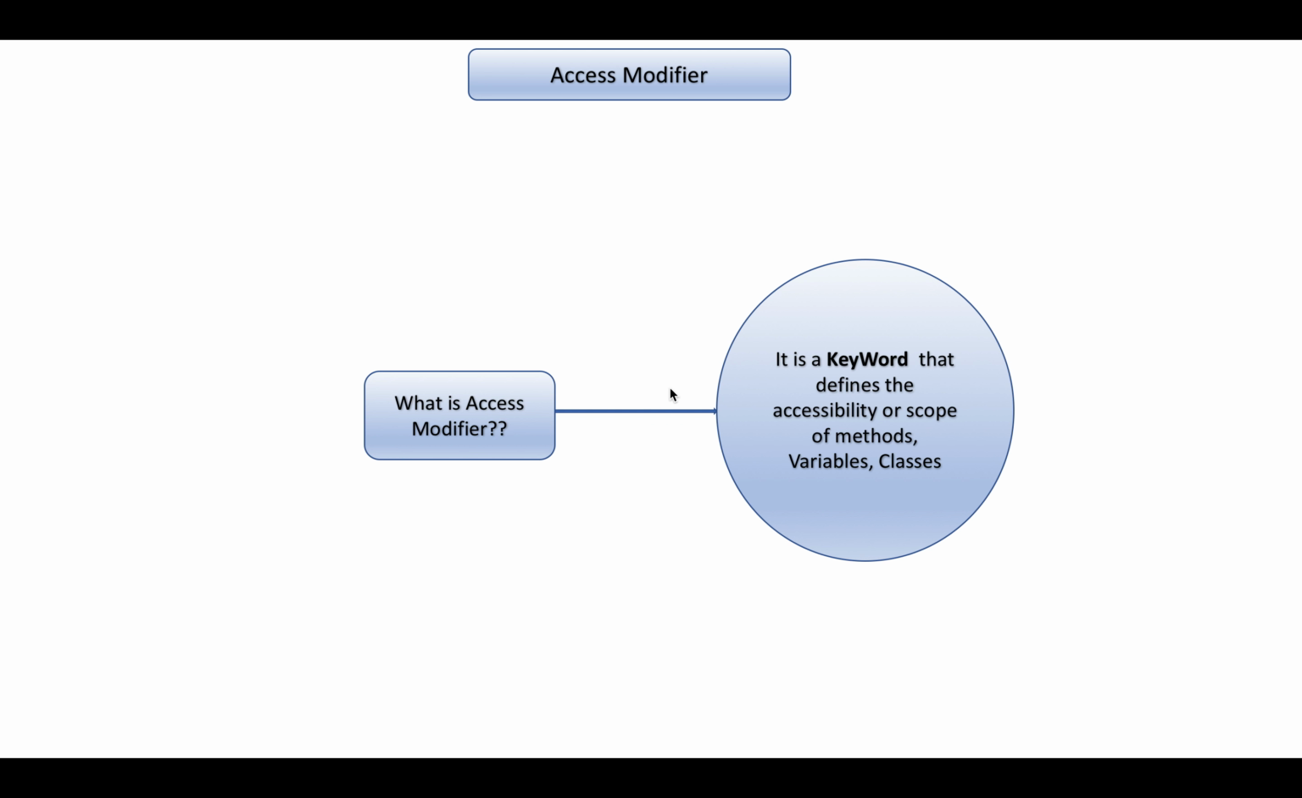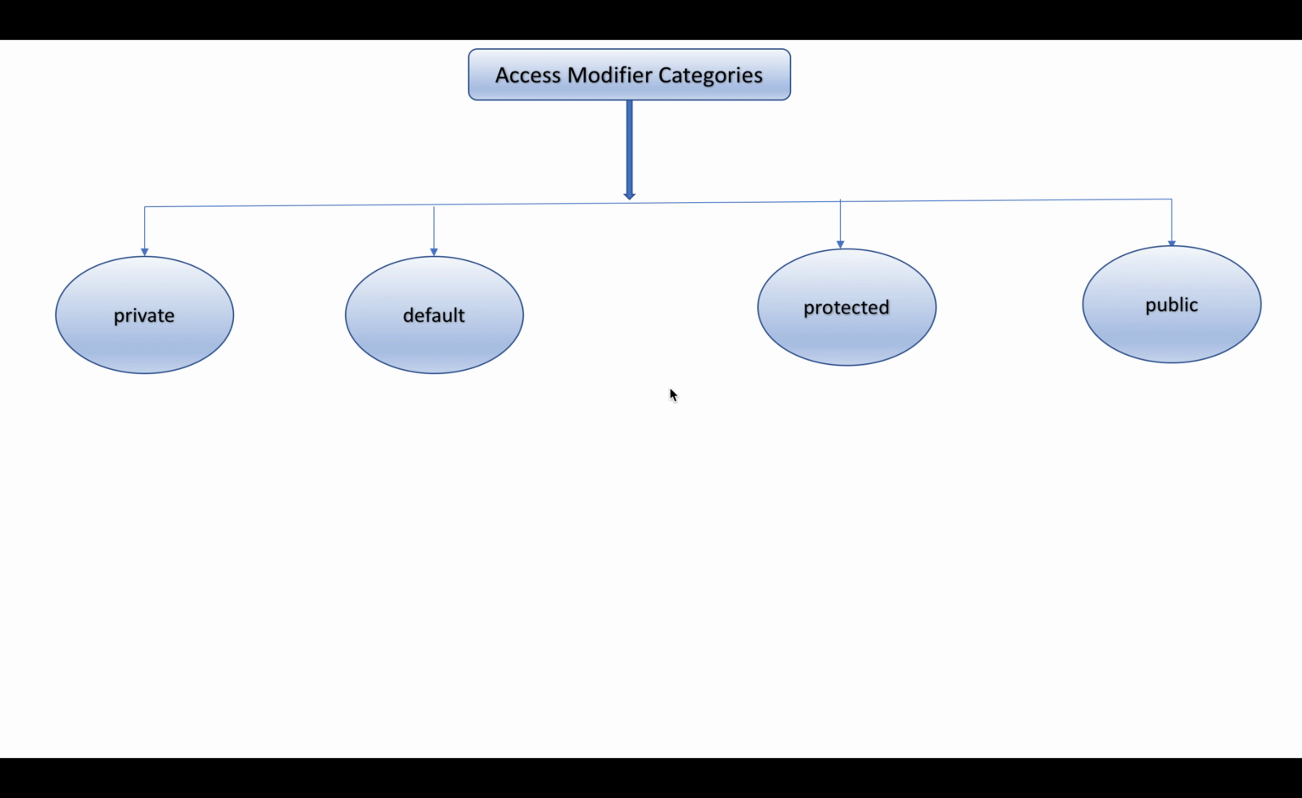Now let's discuss what is access modifier. Access modifier is the keyword which defines the scope or accessibility of a method, variable or class. It means you need to define the keyword through which you can control the accessibility of that member. Clear? Now let's see how many types of access modifier there are in Java. There are four different types of access modifier in Java: private, default, protected, and public.